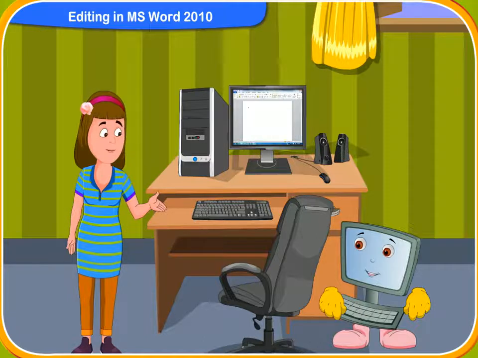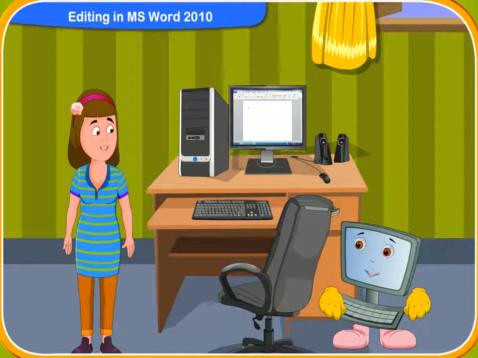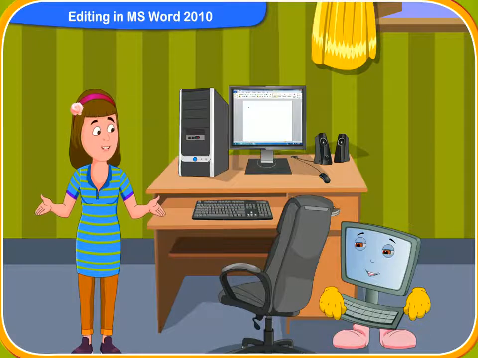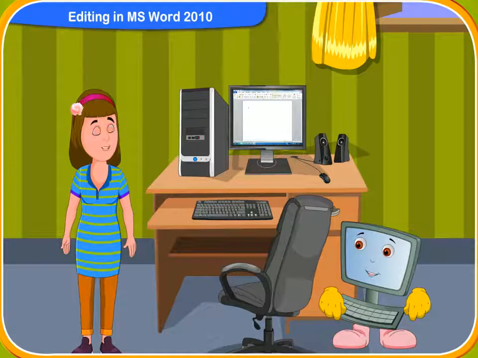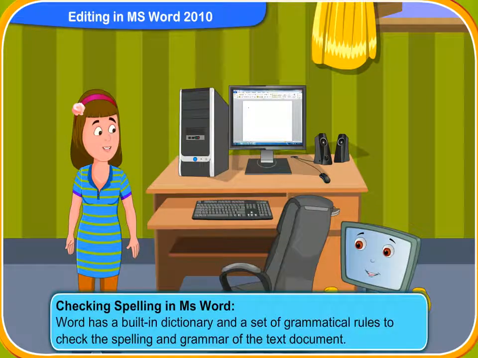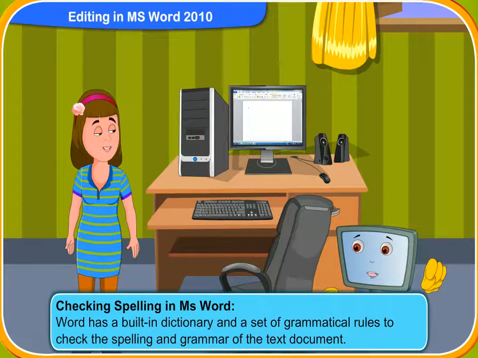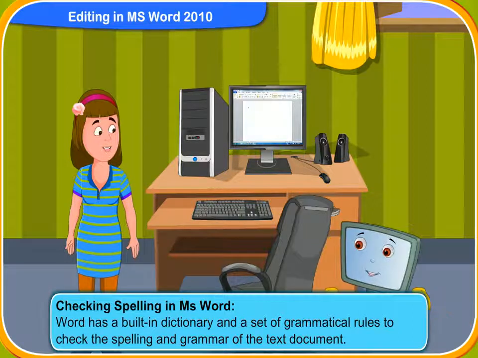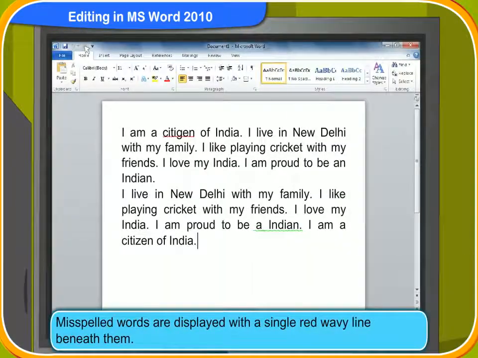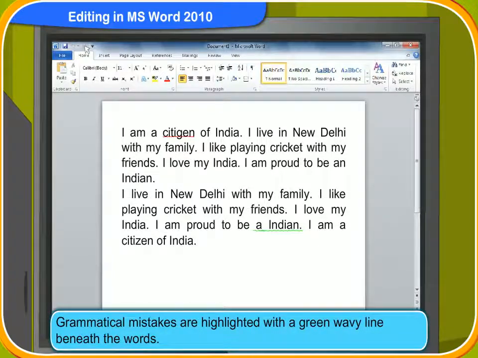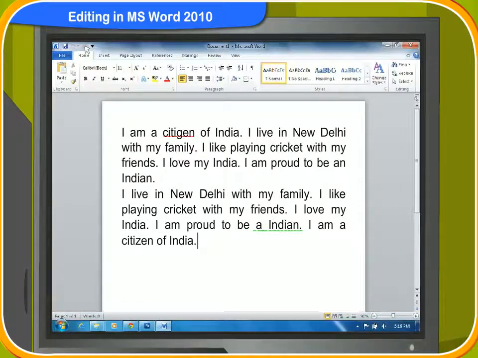Thanks, Clicko. Can we check the spelling in MS Word? You said that there is a built-in dictionary in MS Word. Yes, Rennie. Word has a built-in dictionary and a set of grammatical rules to check the spelling and grammar of the text document. Misspelled words are displayed with a single red wavy line beneath them. Grammatical mistakes are highlighted with a green wavy line beneath the words.